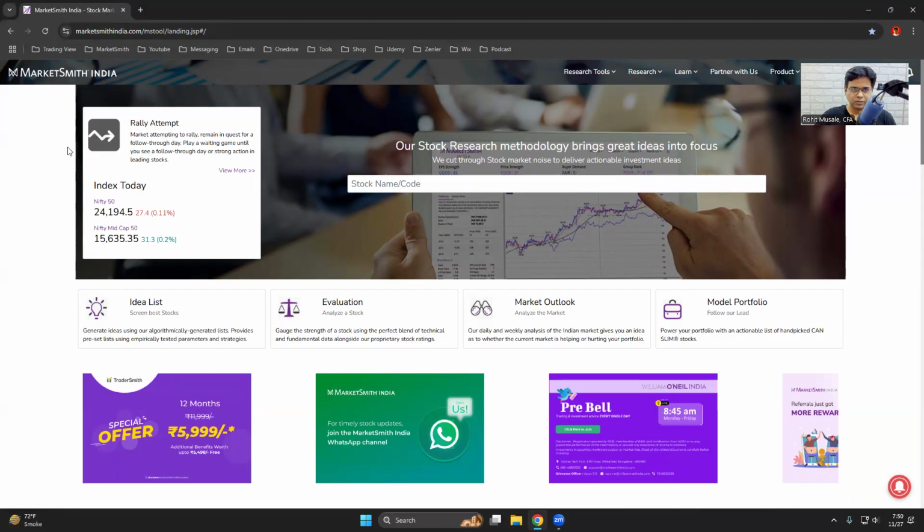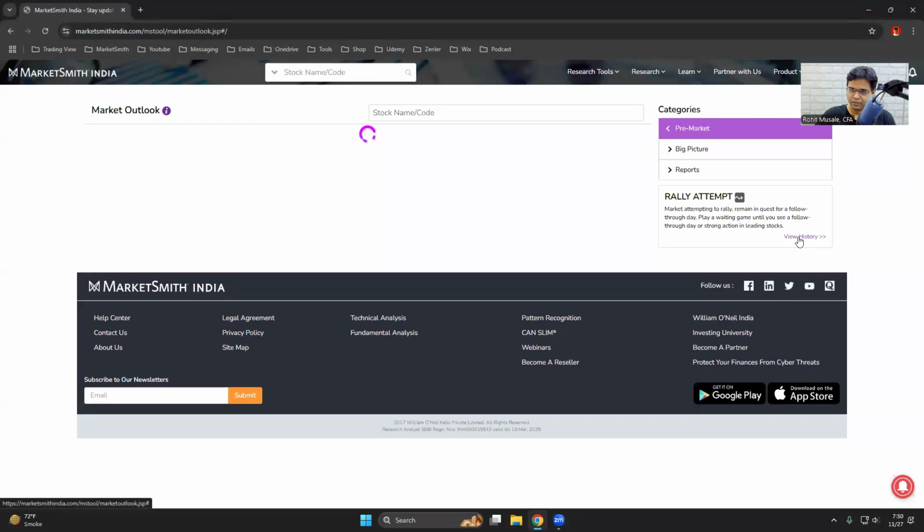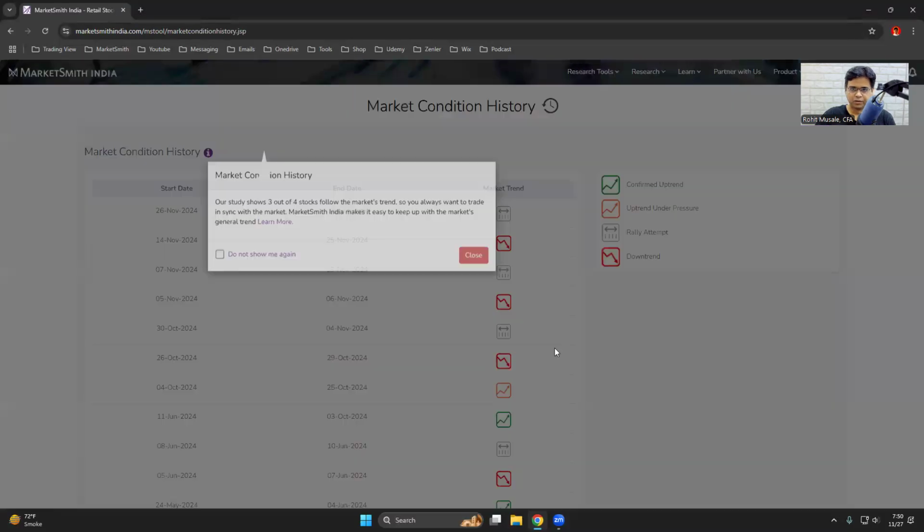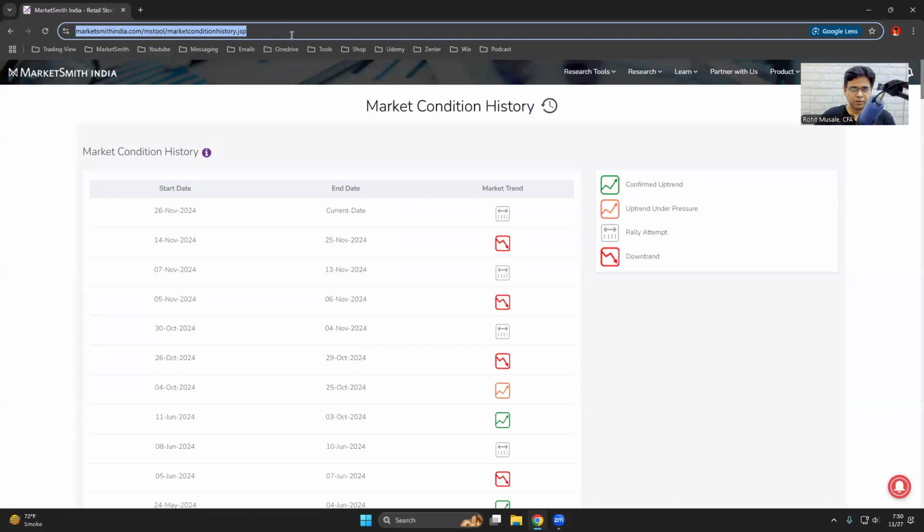So here at the home page itself, it says rally attempt. This is one of the states of the market. You click here, view more, and then you click here, view history. Now this link is very important. I want you to pause the video and take note of that link: marketsmithindia.com/mstool/market condition history.jsp. If you put that link in any browser, even if you don't have a subscription to MarketSmith, this will work for you.